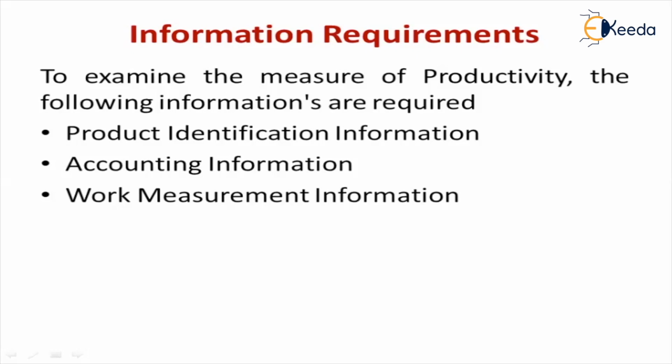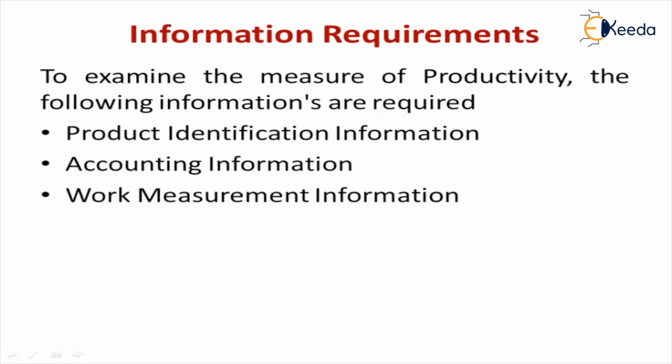So this is the information required in productivity. Number two, accounting information. For any process or any work that I do, I should have an accounting system. Either I can record my time, my wages, my performance, or my incentives. The associated amount of whatever the resources do is nothing but the accounting information.